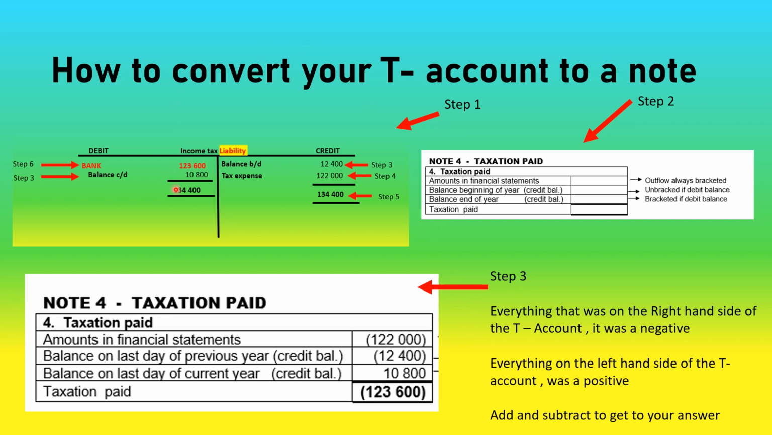The 10,800 is on the debit side of my account. Therefore, you'd put it in a positive form. You still get 123,600 Rand bank amount in your note. That is why it's important to do your T account so that you can easily do your note. It would take you a minute or two to complete your note after you do your T account.